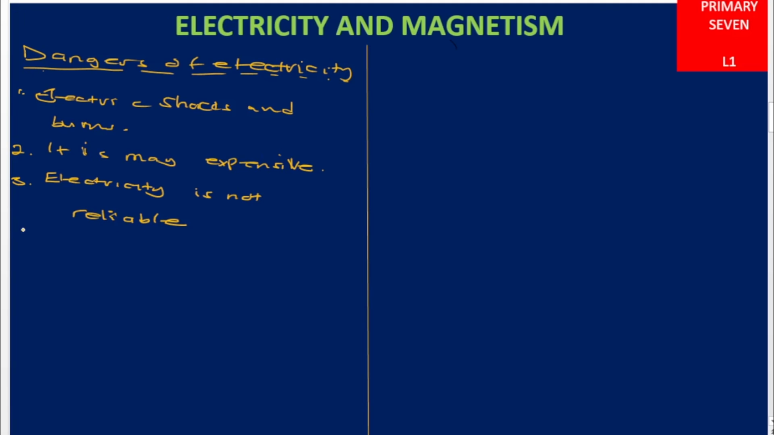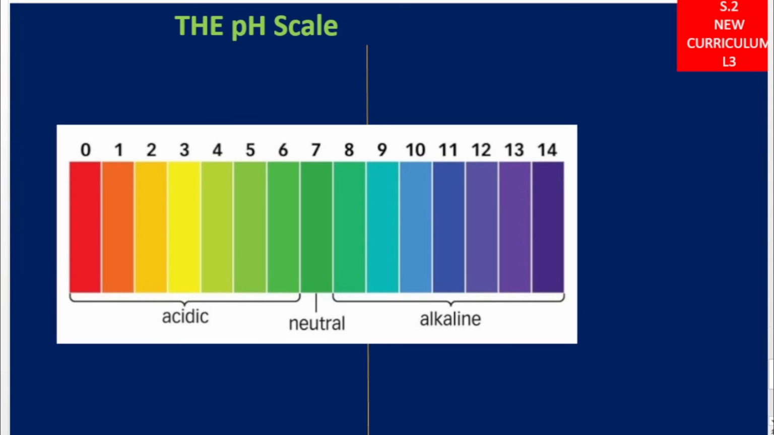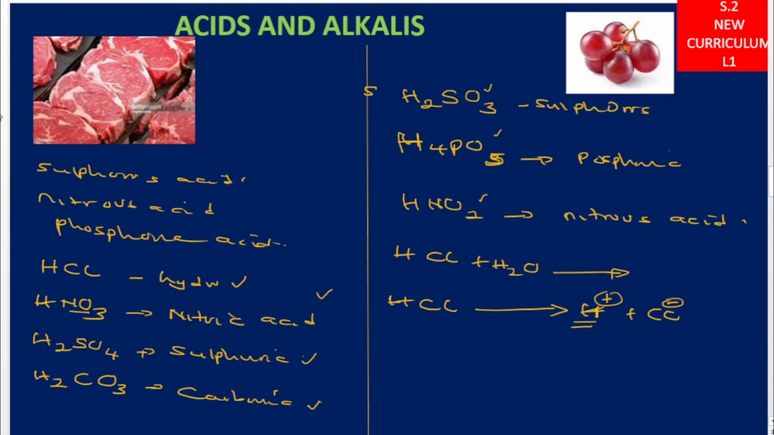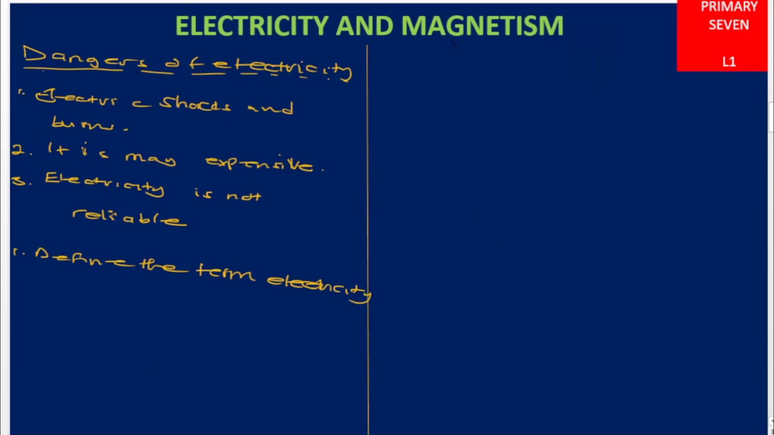Alright, so from here, let us get some activity. Number 1 is going to be: define the term electricity. Number 2 says, mention the 3 charges or particles found in an atom.